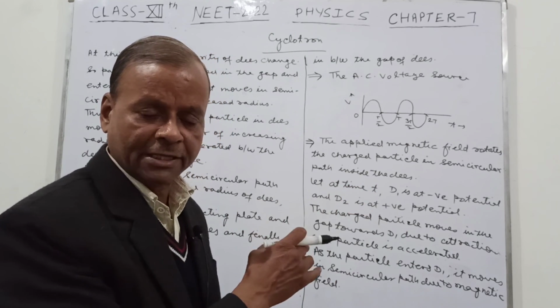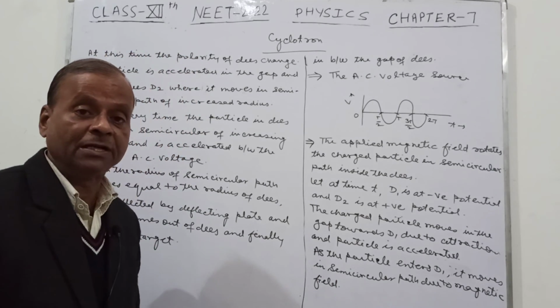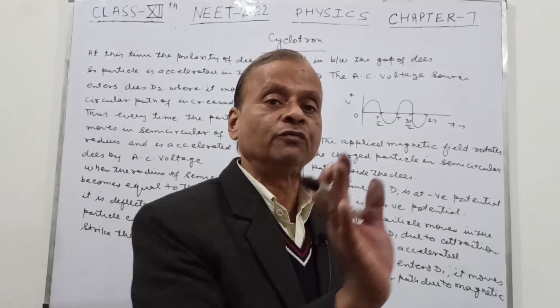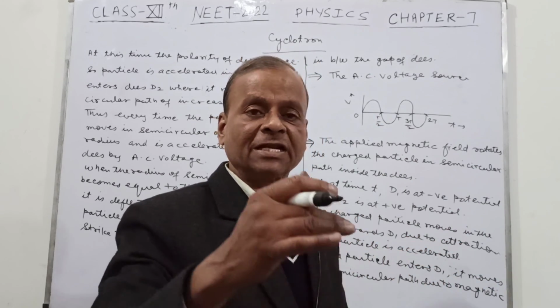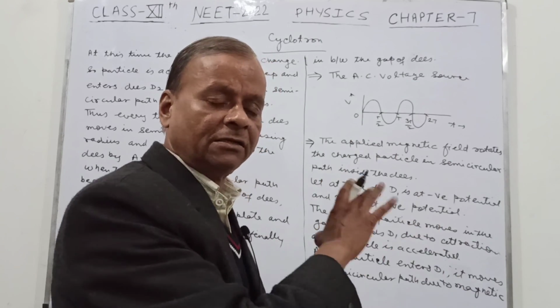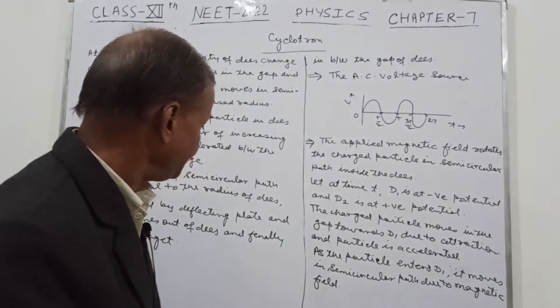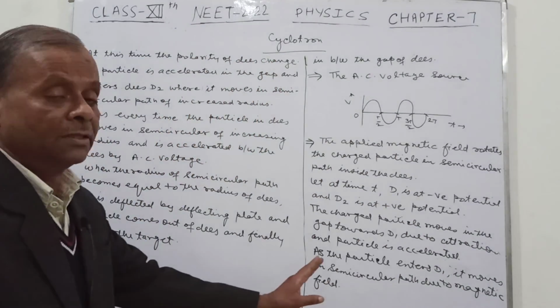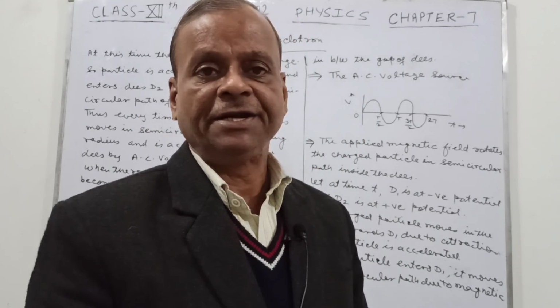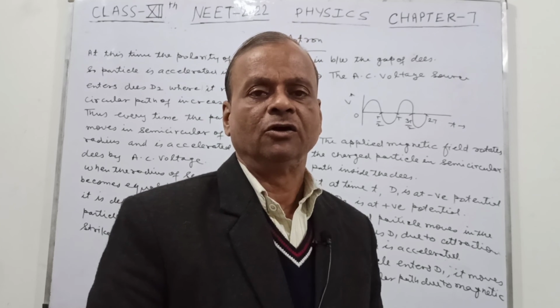Because the particle is having a very high energy, it is not going towards the plate, but it is slightly deflected and goes out of the D and strikes the target. So this is how the positive charge particle is accelerated by means of the cyclotron.